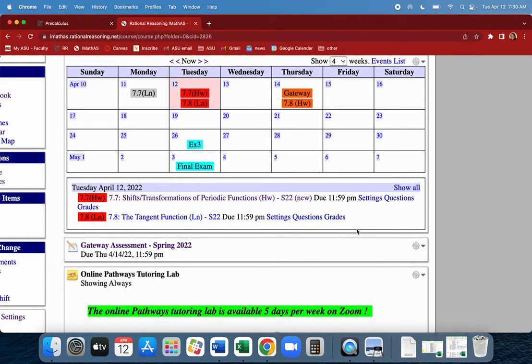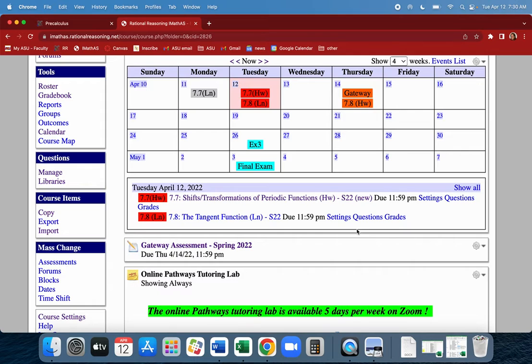So this week, we've got 7.7 and 7.8 we're going to talk about today. We're going to do a little bit of stuff from chapter 8 on right triangle trig on Thursday in class, and I'll have the lessons and homework up related to that a little bit later today.